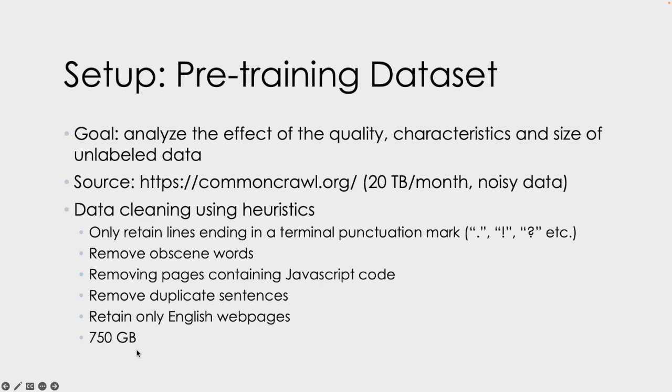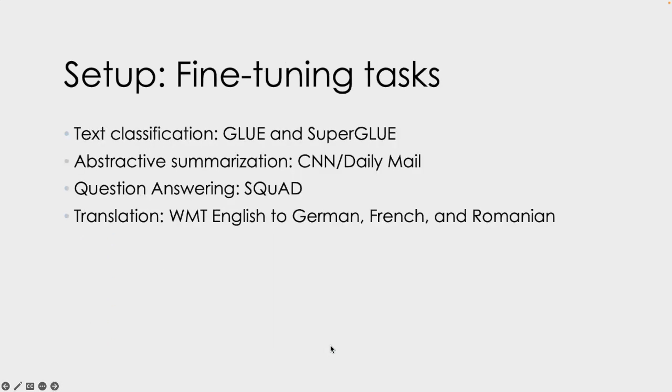So this pre-training dataset is greatly reduced from the original size to around 750 gigabytes. And they also named this dataset C4. It's a kind of cleaned web crawl dataset.